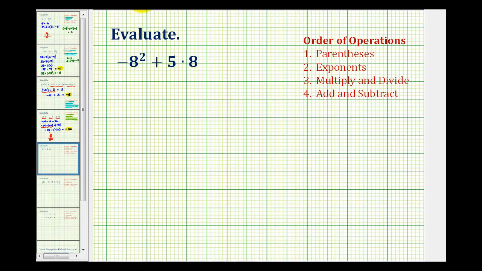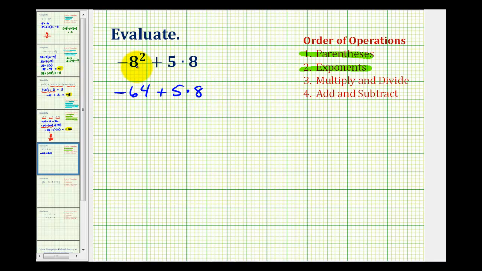In order to evaluate or simplify this expression, the first step will be to simplify the exponent since there are no parentheses. And we do need to be careful when simplifying this. This is the opposite of 8 squared, which would be negative 64, not positive 64.